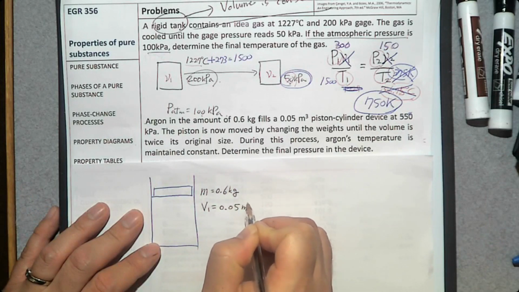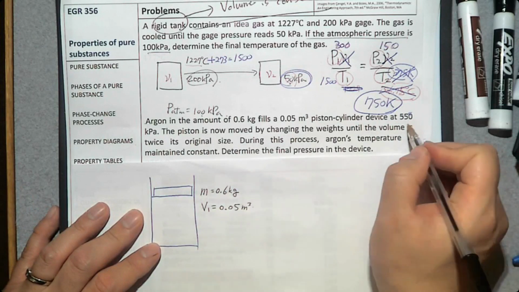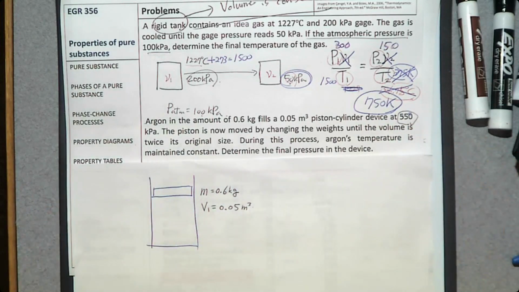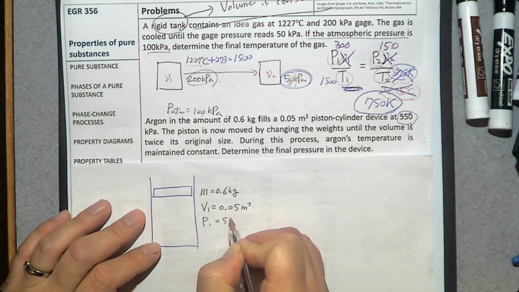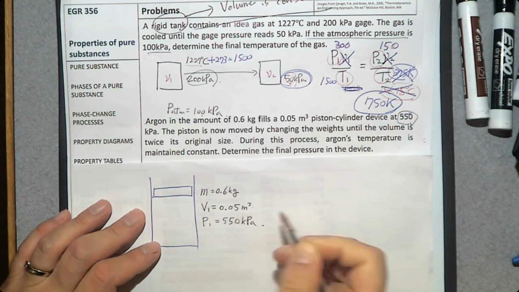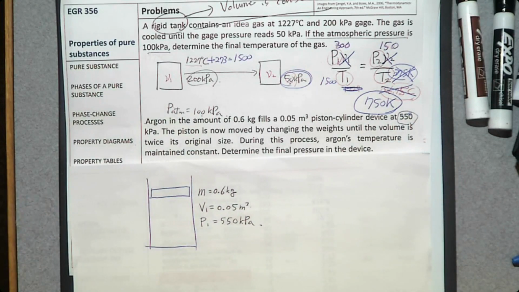So when you have something like that, the mass is 0.6 kilogram, the initial volume is 0.05 cubic meters, and for pressure, when it doesn't say whether it is gauge pressure or absolute pressure, you can just assume that it is absolute pressure, okay? Its pressure, P1, is 550 kilopascal. Now the piston is moved by changing the weight.